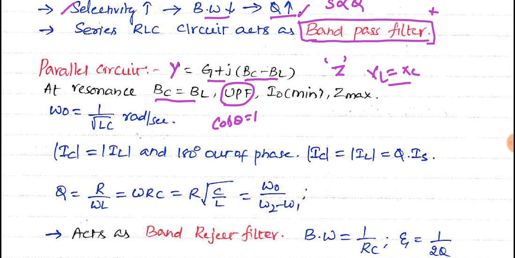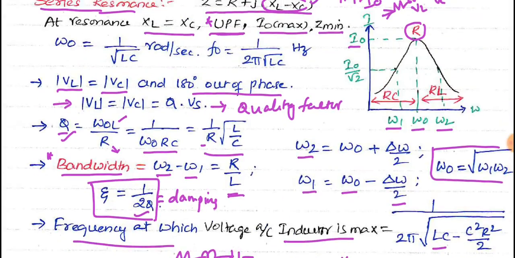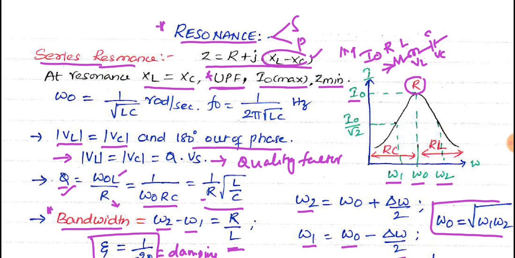Now, in a series RLC circuit, the current I naught is at its maximum value, but here it is the reverse case. Keep this point in mind. Z is at a minimum value in a series RLC circuit, and here it is a maximum value. One point I forgot to mention: why are they called half power frequencies? The current flowing in the series RLC circuit is I naught by root 2. Since P is I square R, I naught by root 2 whole square means I naught square by 2. That means the power will be half.